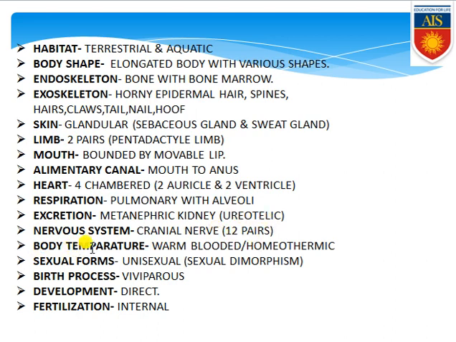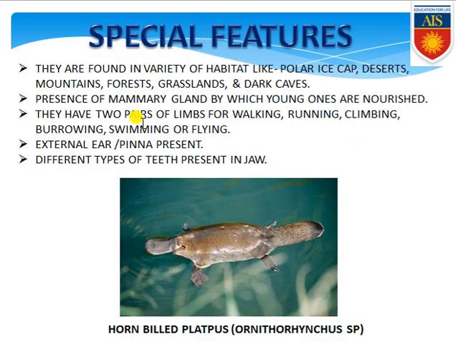Body temperature, obviously they are homeothermic, that means they can control their body temperature, warm blooded. Sexual forms, they are unisexual, because each body has its own sex organs. Birth process, they are viviparous because they produce the baby. Few are ovoviviparous also within the mammals, because they produce the egg first, and from the egg the baby will be produced. Next, development. Development is direct, obviously, and fertilization is exclusively internal.